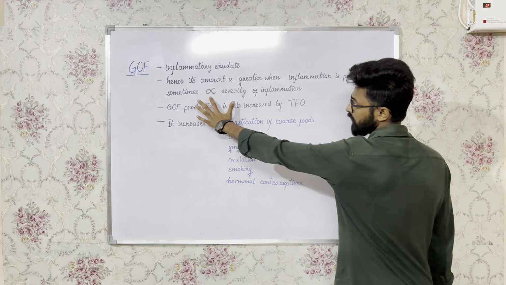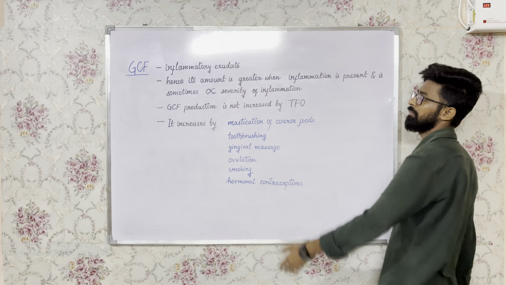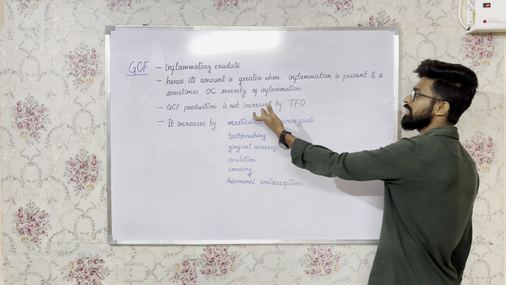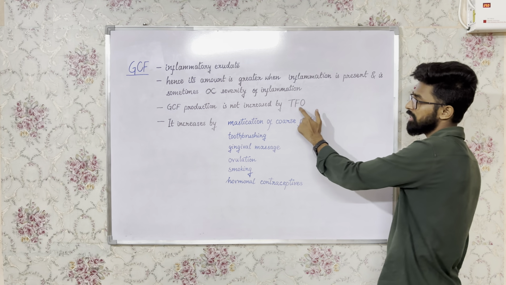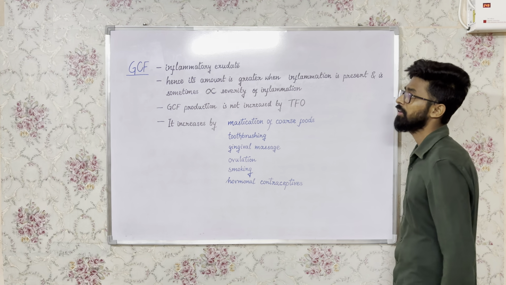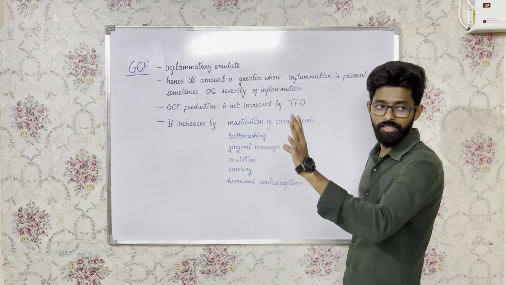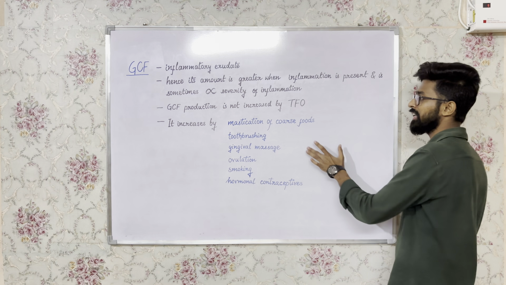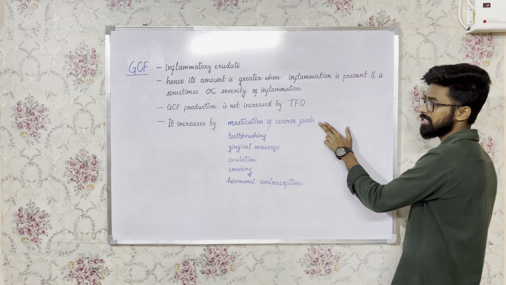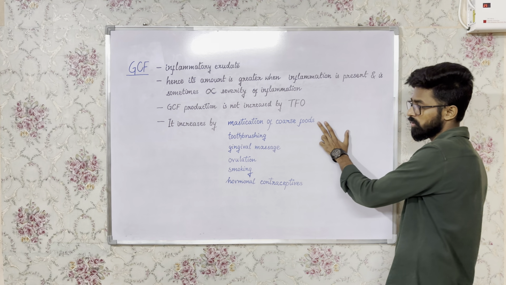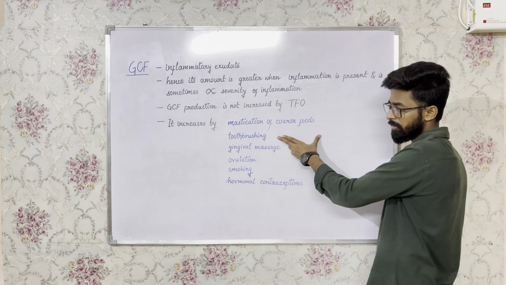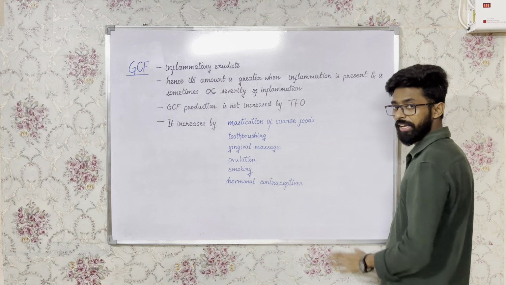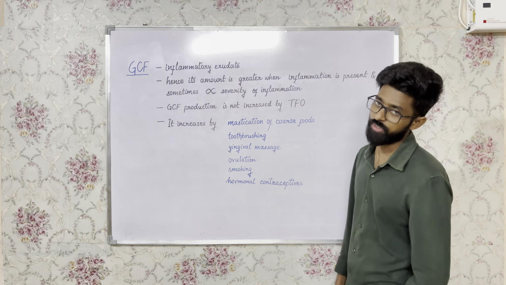Sometimes it is proportional to the severity of the inflammation. Okay. Third point is GCF production is not increased by trauma from occlusion. This is trauma from occlusion, right? So GCF production is not increased by trauma from occlusion, but it is increased in these following cases. What are the cases? It increases by mastication of coarse food. Second is toothbrushing, gingival massage, ovulation, smoking, and hormonal contraceptives.